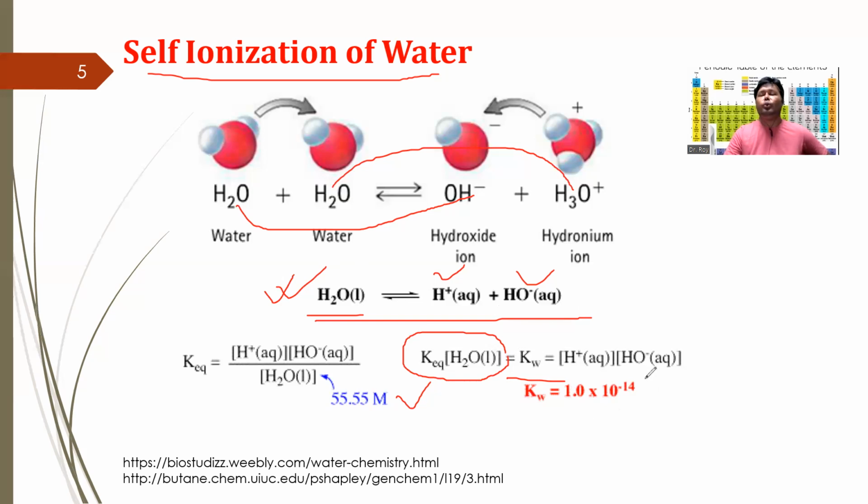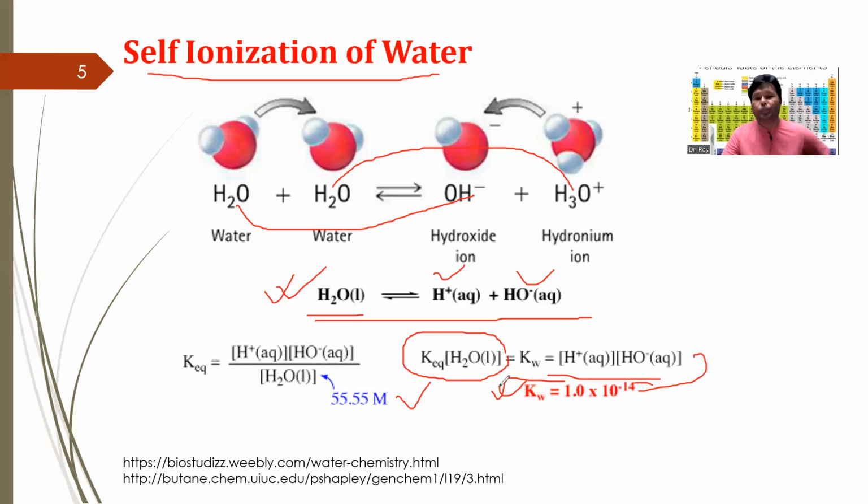Experimentally, scientists have found that the value of KW, the dissociation constant of water, is 1.0 times 10 to the power minus 14. So we can write KW equals 1.0 times 10 to the power minus 14, which equals the concentration of H plus times the concentration of OH minus. So H plus multiplied by OH minus equals 1.0 times 10 to the power minus 14.